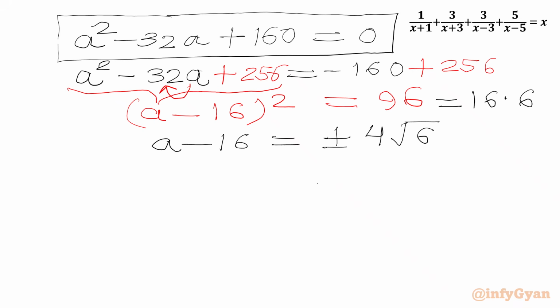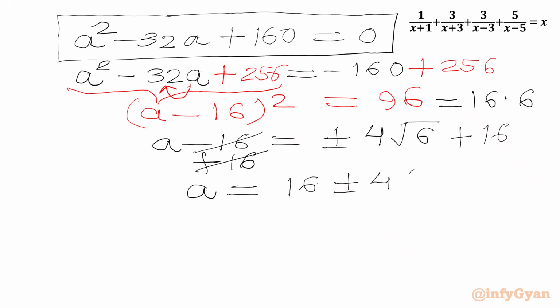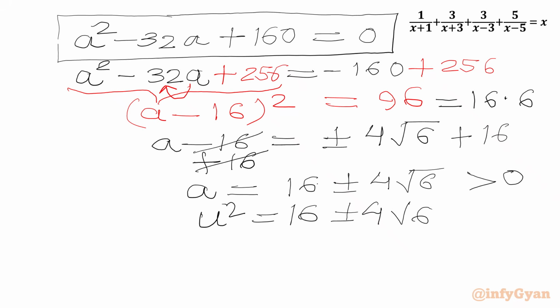Now we'll add 16 to both sides. So let us add 16 to LHS and RHS. Plus and minus 16 will get cancelled out. We are going to write a equal to 16 plus minus 4 square root 6. 4 square root 6 is smaller than 16, so both values are positive. So I will write here our substitution a. A was u square. So u square equal to 16 plus minus 4 square root 6.